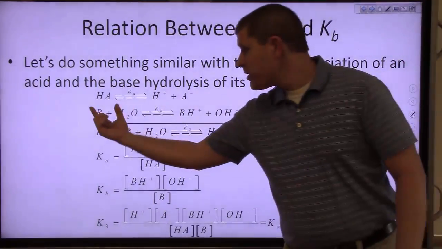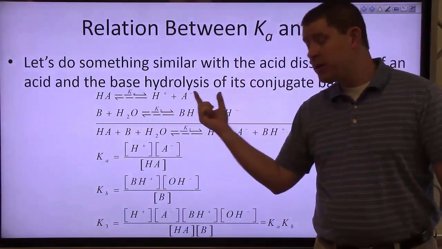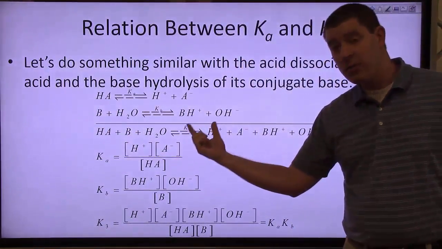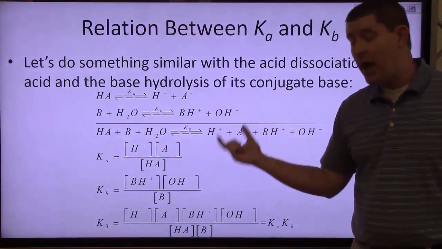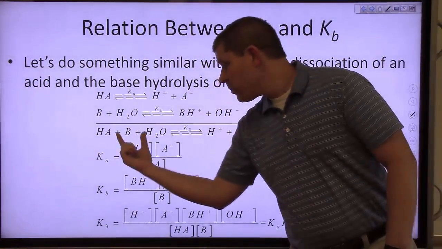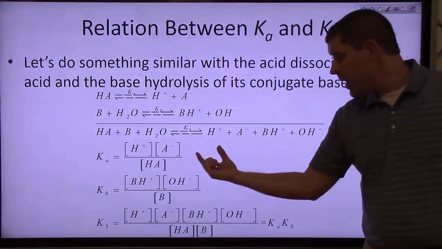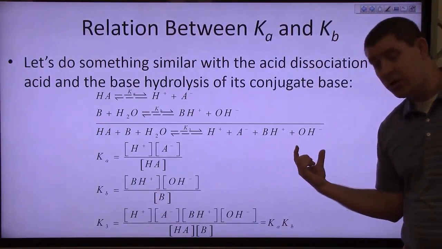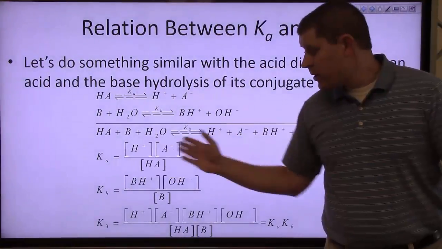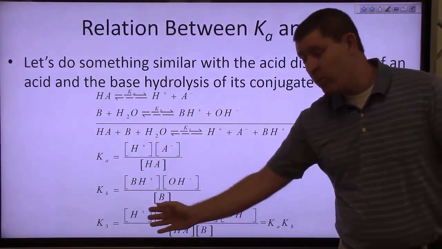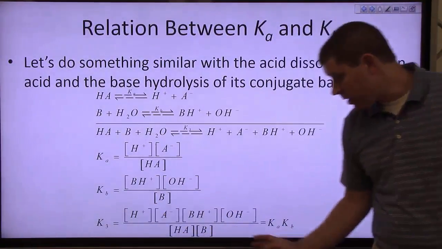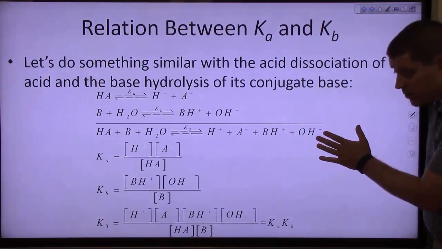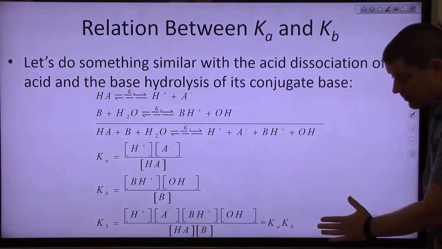So we have HA dissociating to give us H plus and A minus, and we have B plus H2O gives us BH plus OH minus. When we add those two together, we get HA plus B plus H2O react to yield H plus A minus plus BH plus OH minus. And we have our Ka, we've got our Kb, so when we multiply those two together, our K3, the equilibrium constant for our overall expression there, is equal to Ka times Kb.